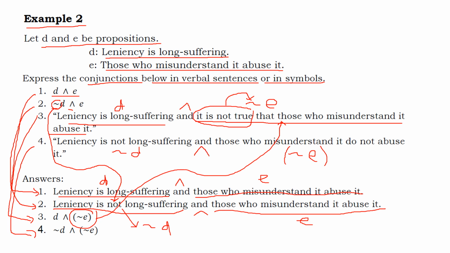Now, leniency is not long suffering. So we use "not" to represent the negation for your negation D. And we use "do not" here, no? Do not abuse. So we use "do not" to represent your negation for your proposition E. So that's how we deal with your conjunction plus the concept of your negation. So here, there's an involvement of your two logical operators, and that will be your negation and the concept of your conjunction.